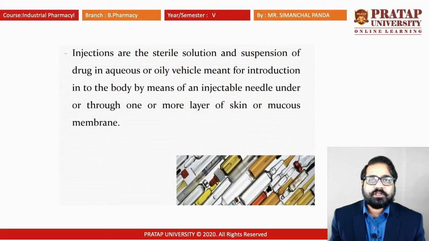Generally, for a long-term effect, that is a sustained effect, we prefer the oil phases, which are given by the IM route, in which the oil will remain, form a depot and slowly release the drug. But in the case of aqueous solutions, the drugs dissolve very fast and this gives a rapid action in the body. So depending upon the formulation, these injectable preparations are of different types.